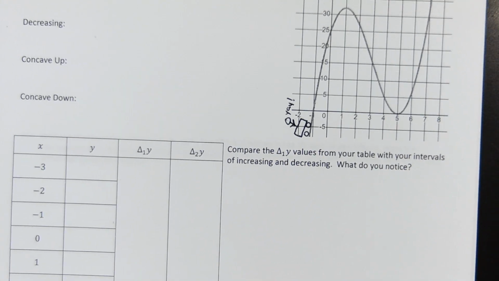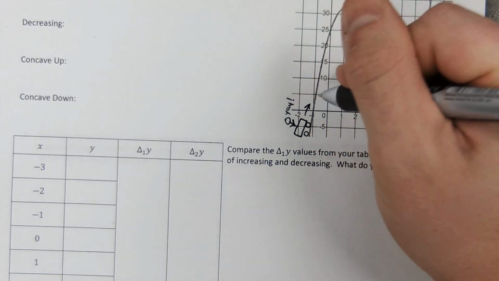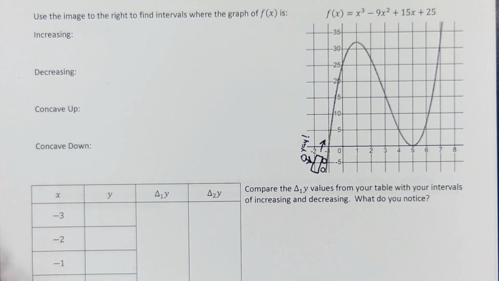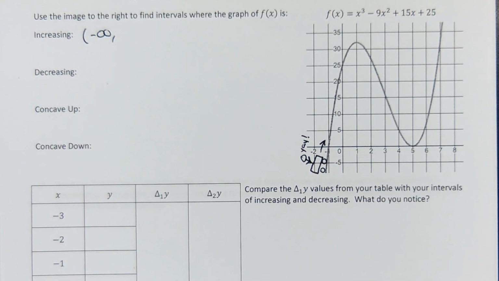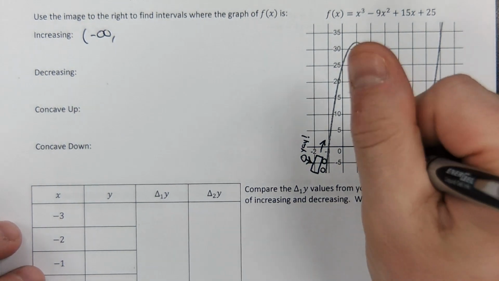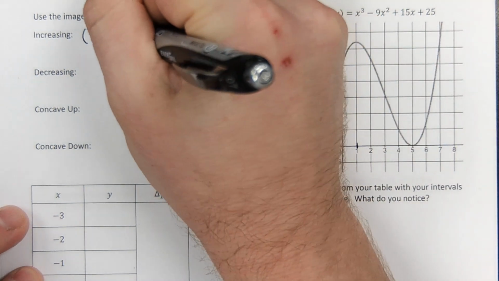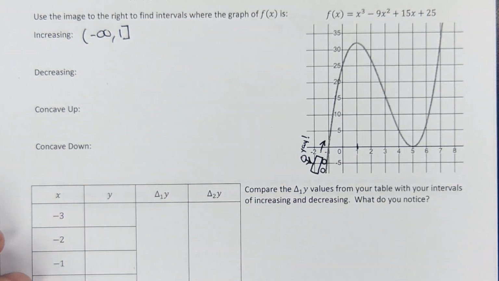Okay, chilling. So from the left, we're going up. I'm sure you could see that. But at what x value do we stop increasing? At x equals 1. At x equals 1, we stop increasing, and that's where we fall.